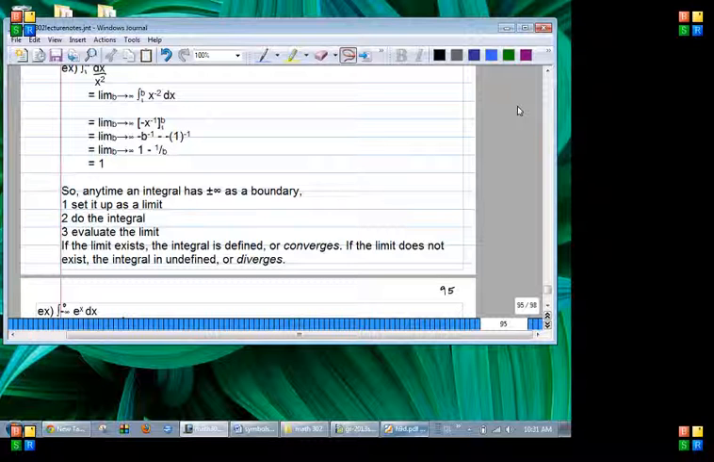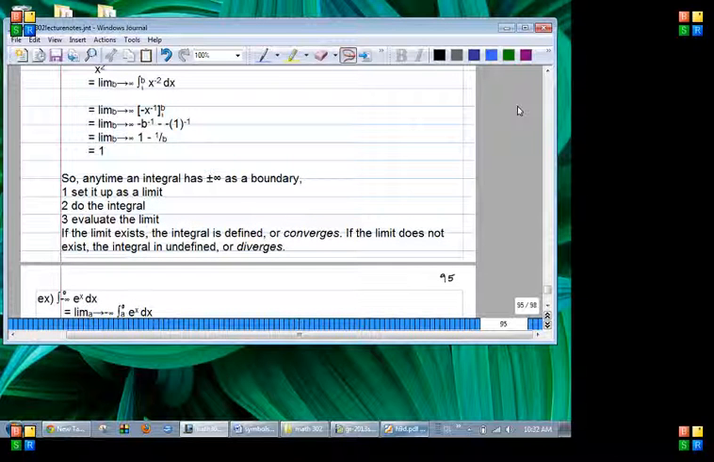So here's another one. The integral from negative infinity to 0 of e to the x dx. So what do we do? I wrote it as the limit as a goes to negative infinity of the integral from a to 0 of e to the x dx.